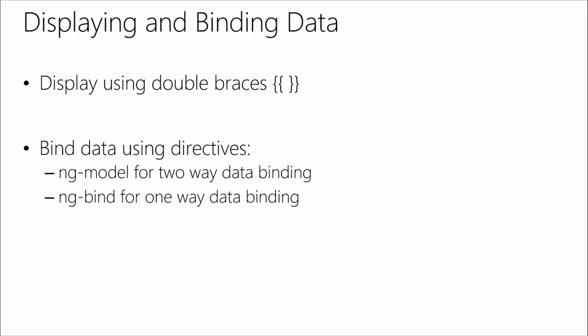And so let's talk about displaying and binding data. As you've seen before in our Hello World application, you can display data once you have a model for it just by using double braces. You're going to bind that data using directives like what we did before. We used ng-model for Hello World, and that creates the two-way data binding we talked about, which binds your data from your view into your controller as well as your controller into your view. So whenever something changes in your view, that changes automatically in our controller as well.